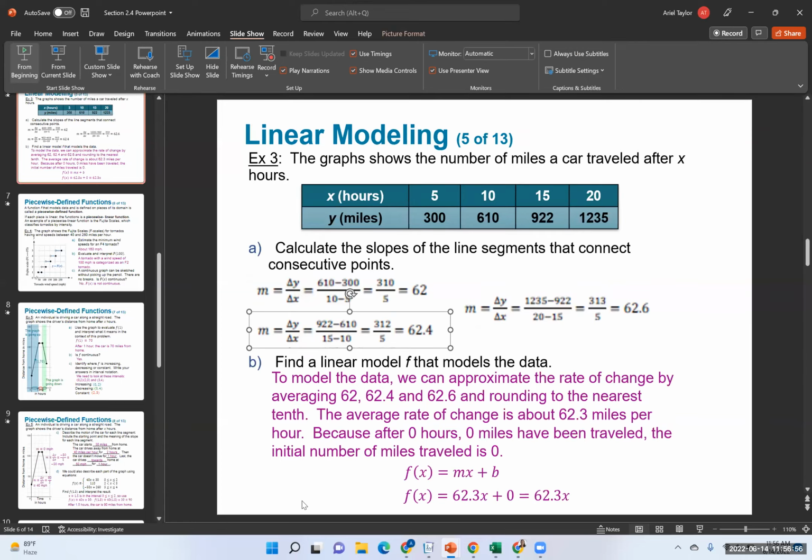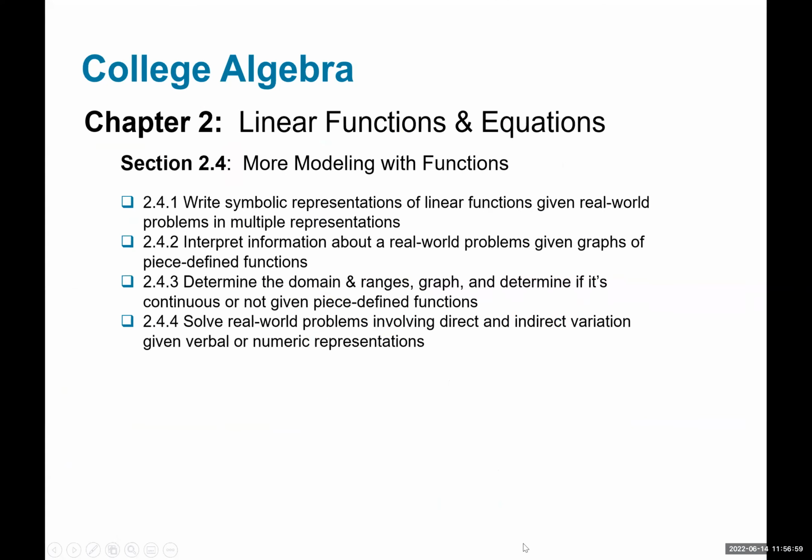All right, we are going to go ahead and get started on section 2.4, linear functions and equations. There are 4 objectives for today, and a lot of this is going to be real world problems and just being able to define graphs and piecewise functions.